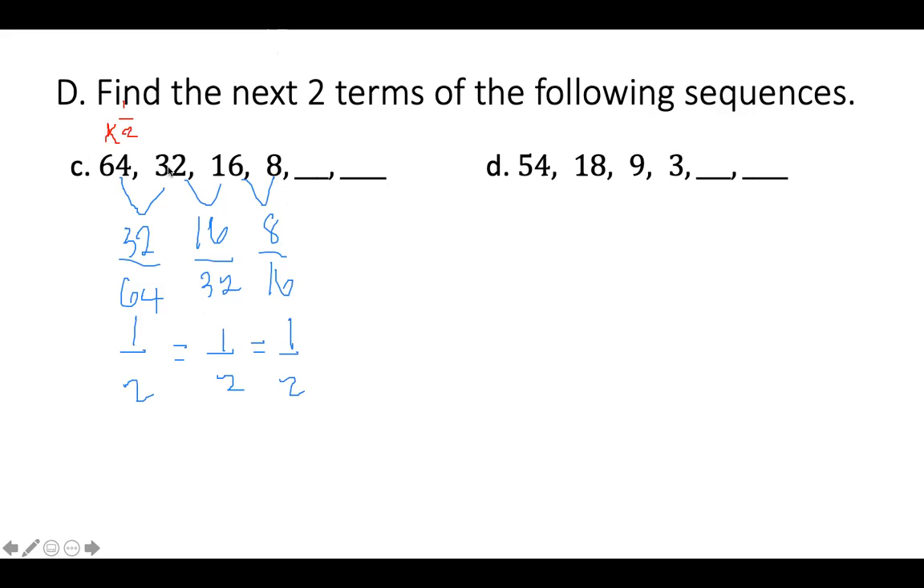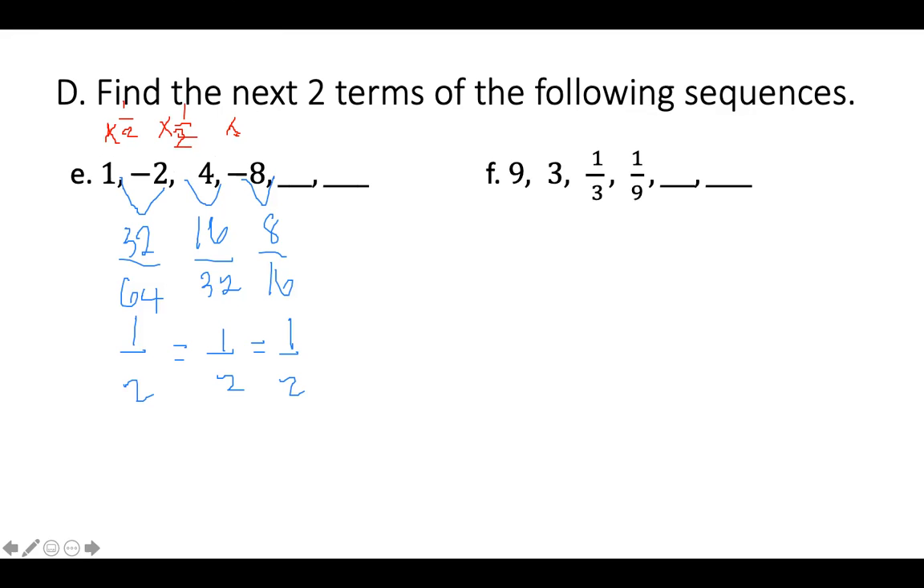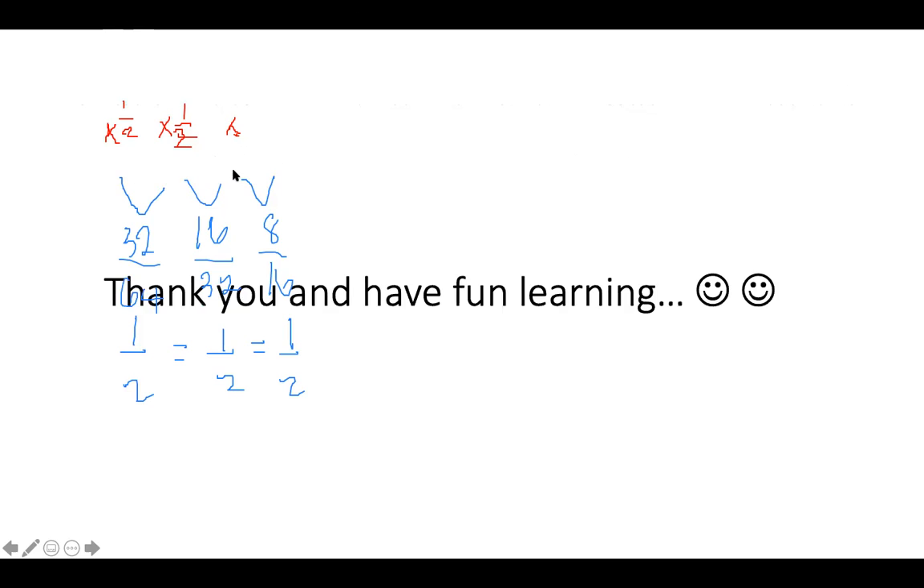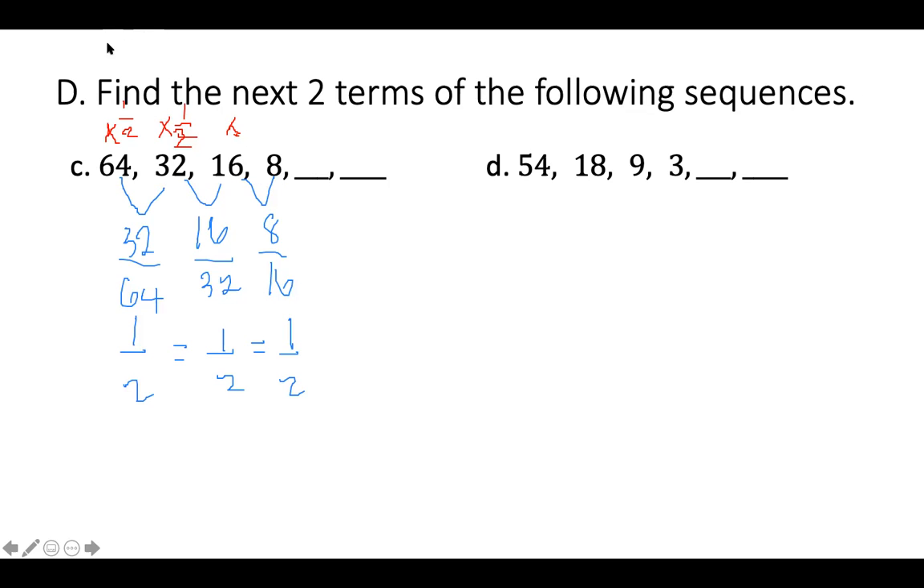64 divided by 2 is 32. 32 divided by 2 is 16, or 32 times 1/2 is 16. And 16 times 1/2 is equal to 8, and 8 times 1/2 is equal to 4, and 4 times 1/2 is equal to 2, right? Or we just need to divide the number by 2 to get the next term.